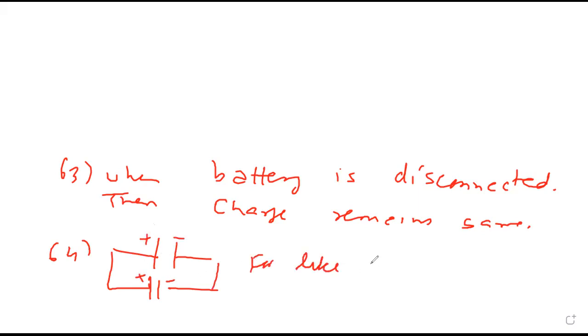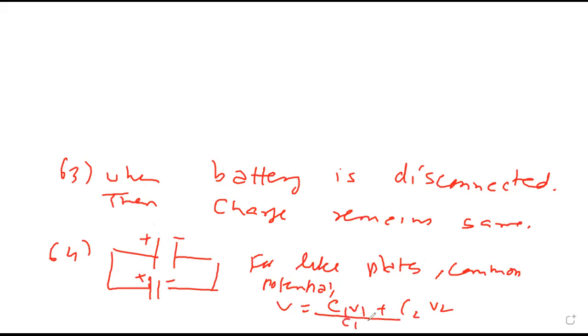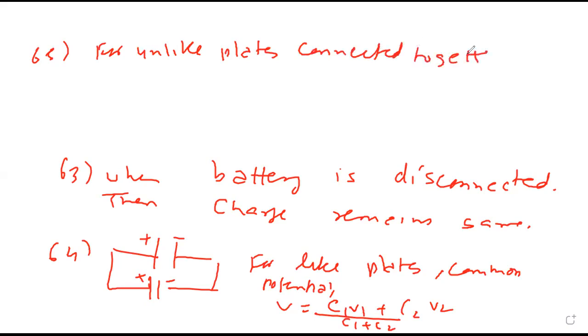For like plates, short form में लिखा like plates connected together. Common potential V equals to C1 V1 plus C2 V2 upon C1 plus C2. For unlike plates connected together, common potential is C1 V1 difference with C2 V2 upon C1 plus C2.